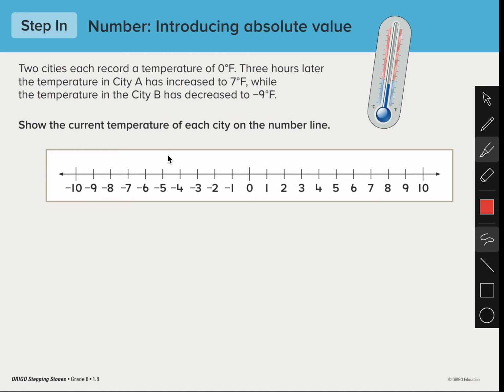Show the current temperature of each city on the number line. So let's label city A and city B on our number line. City A has increased to 7 degrees. Okay, so on here, here's 7 degrees, and that is city A. Okay, city B has decreased to -9, decrease, so we know it's getting lower, so we're going to the left. Here is city B.